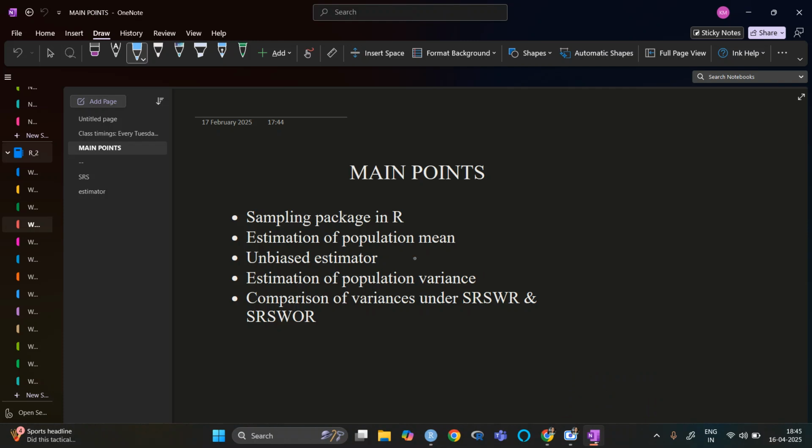So the next is the sampling packages in R we have seen. The next important thing is that we are doing all of these things to basically understand our population. To understand our population, we take a sample which defines the population, and then based on that we see what the estimators are. So there is estimation of population mean, where there are unbiased estimators, the estimation of population variance, and then comparison of variance under these.